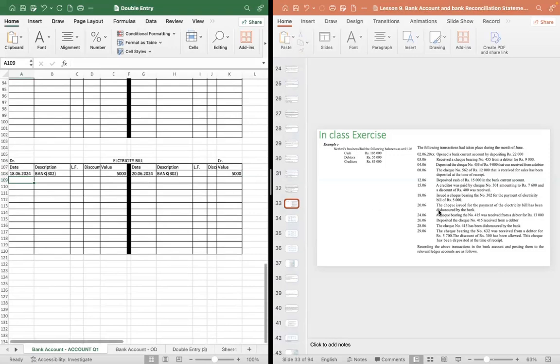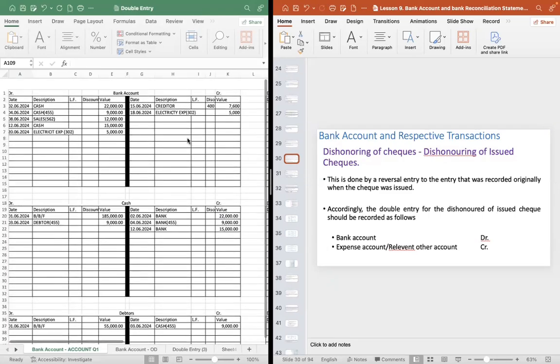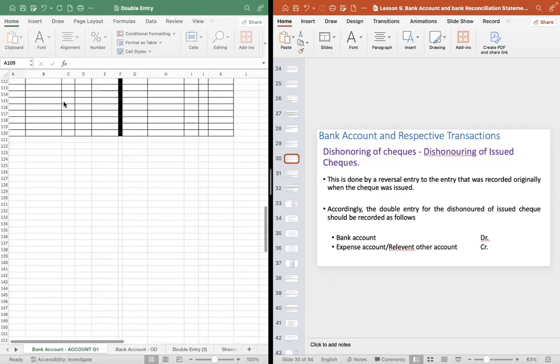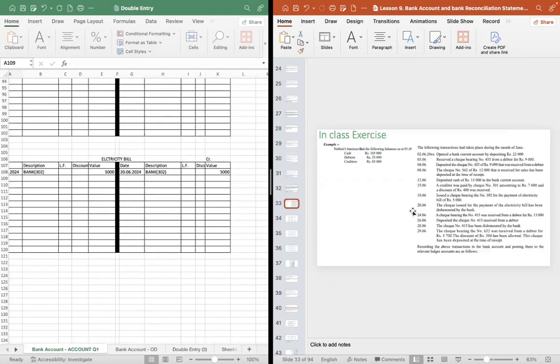Okay. If you don't understand something like this, we look at our theory note that we learned. Dishonoring of checks, dishonoring of issued checks. This is done by the reversal entry to the entry that was recorded originally when the check was issued. When dishonored, we do the entry reversal. Right? Accordingly, double entry for the dishonor of issued checks should be recorded as follows. Bank account is debited, 5,000 debited here. Then the expense account is credited. Okay. Simple as that. So it's done.